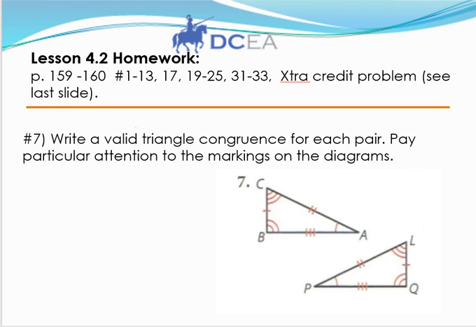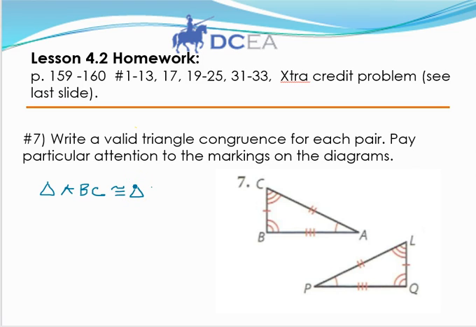So when they're talking about writing a valid triangle congruence, they basically want you to compare the two triangles together. For triangle, this is just another personal preference. If I have a triangle and we have these markings, I start with the angle that has the one arc. So A has 1, B has 2, C has 3. So triangle ABC is congruent to triangle, and now I match with the second one.